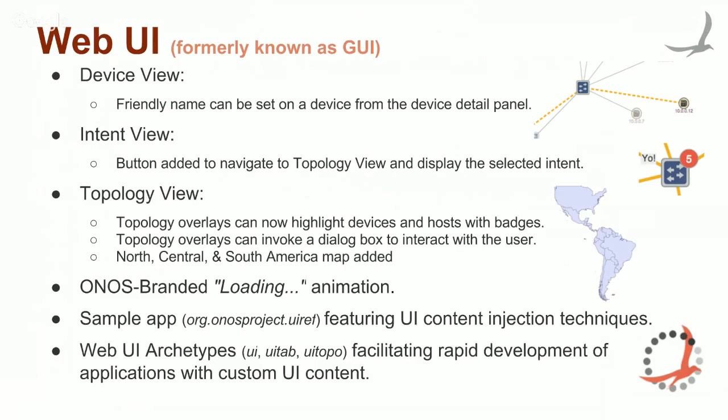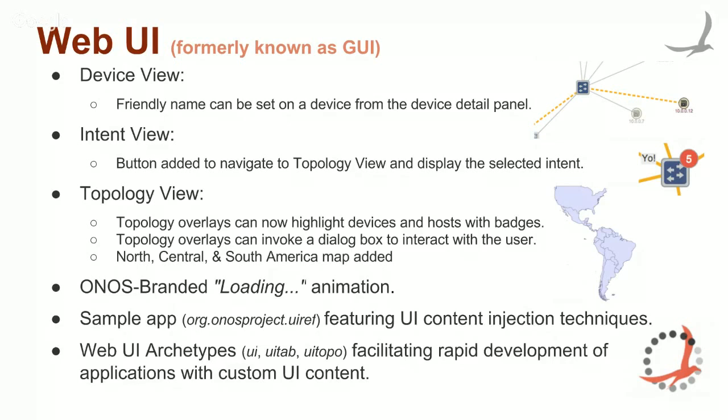gRPC. All right. So Web UI. For the web UI, the user from the UI can now set the friendly name of devices if they want to. We added a navigation button on the intent view, so if you look at the list of intents and you select one intent, you can click a button and it'll take you to the topology view and then show the path that intent is flowing across.